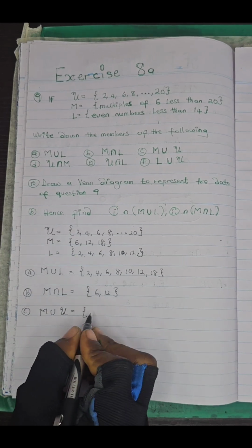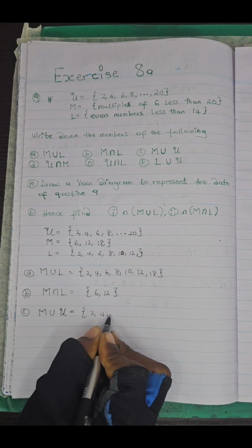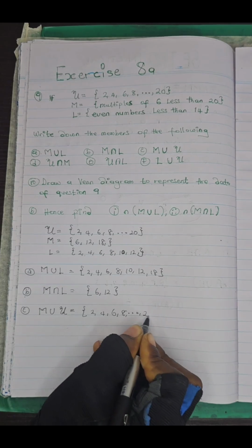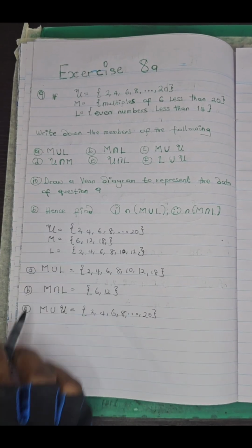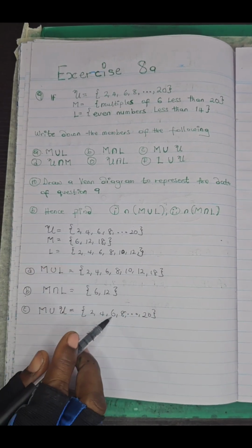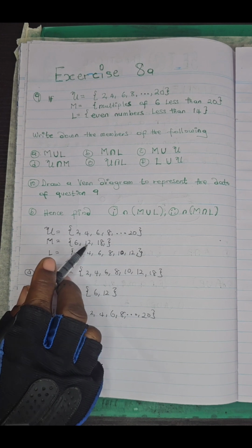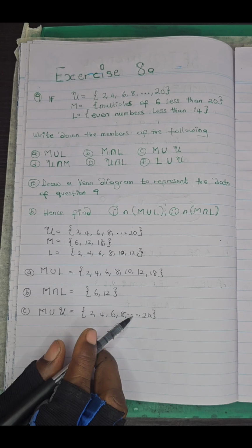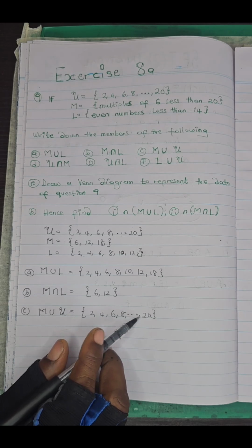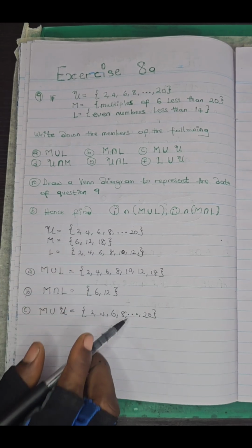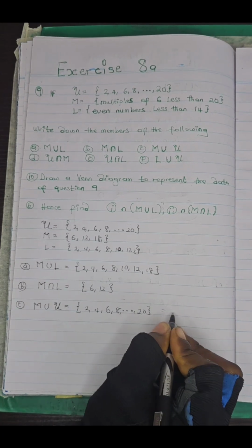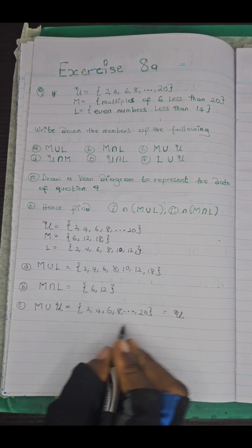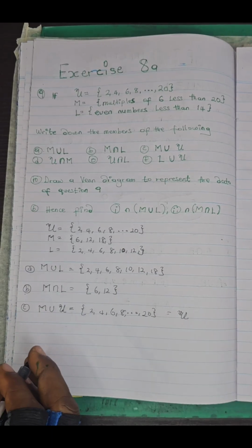So if I'm to do this, you have 2, 4, 6, 8, ... 20. So let's say we want to check for this one. This M, 6 is already here. 8 and 12 are inside this, because this dot stands for 10, 12, 14, 16, 18, and 20. Same thing with 18. 18 is already here. So this is our answer, which is also equal to the universal set. You can simply write your answer to be the universal set.